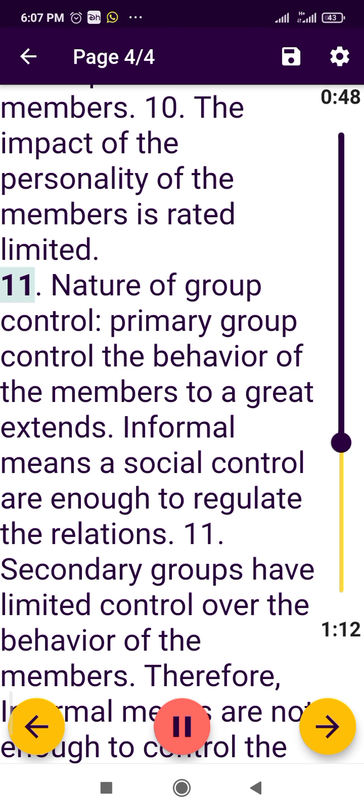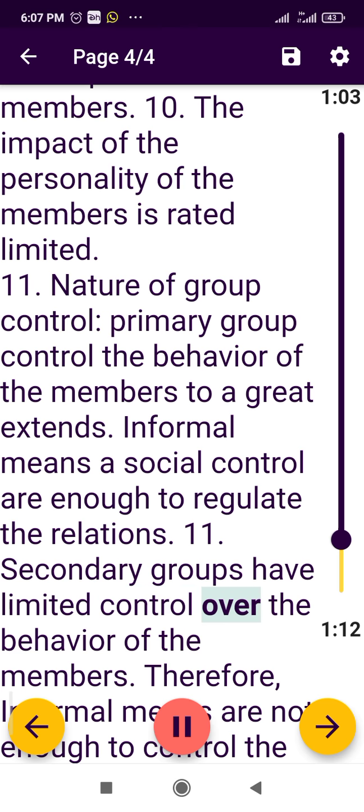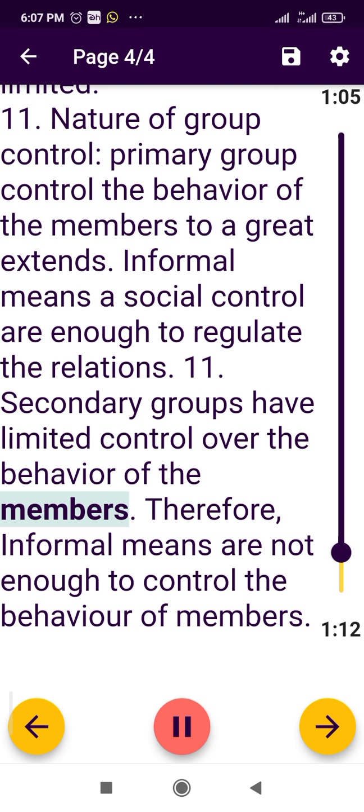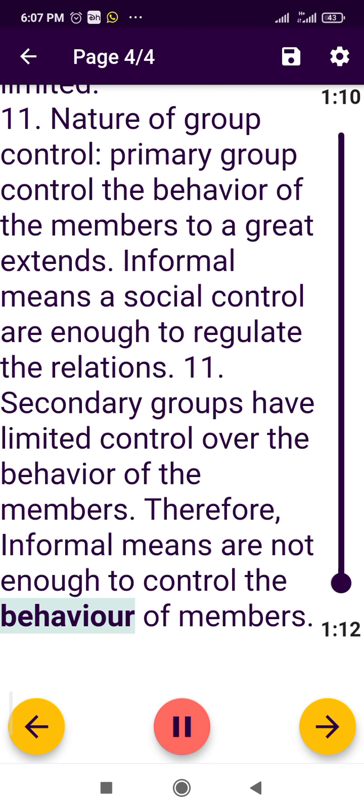11. Nature of group control. Primary groups control the behavior of the members to a great extent. Informal means of social control are enough to regulate the relations. 11. Secondary groups have limited control over the behavior of the members. Therefore, informal means are not enough to control the behavior of members.